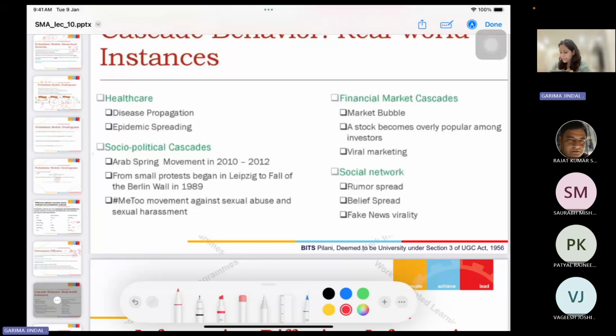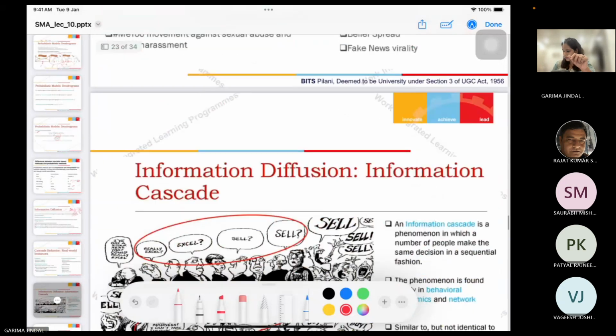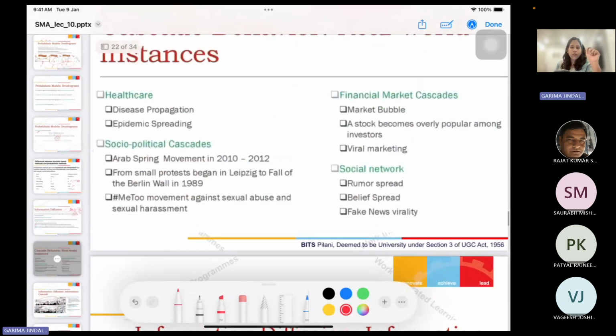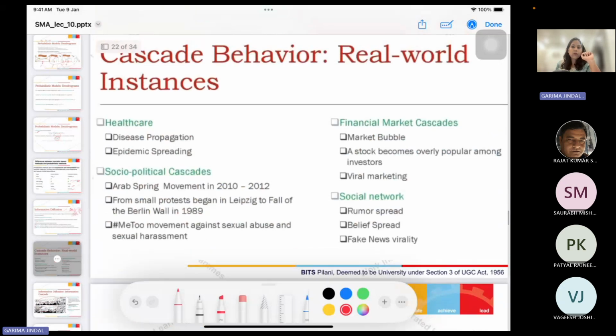Then we have belief spreads. Sometimes certain information is not true, but now everyone believes it. Why is this? Because of information diffusion. If certain information is repeated again and again, even though it is incorrect, people start believing that it is true. Here I would like to give one example. You might remember, I think there was this pilot who ejected in Pakistan.